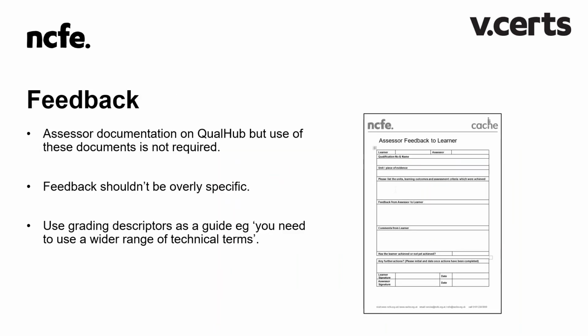In QualHub, there are a range of course file documents, including assessor documentation. Here is an example document for the assessor to give feedback to the learner, but you don't need to use these documents. The feedback can be given to the learners after the EQA visit has occurred. The feedback shouldn't be overly specific and directed, so it might be best to use the grade descriptors to assist with feedback. For example, you might say something like, "You have described X, but you need to explain the importance of X." Or, "You have used some key terminology, but you need to use the key terms more consistently throughout your work."